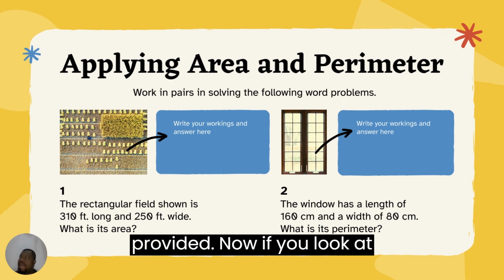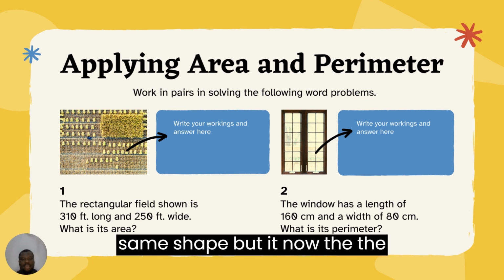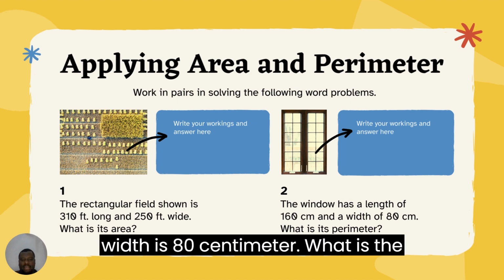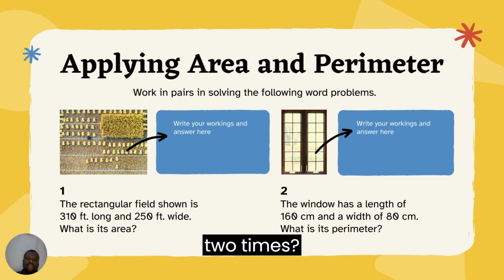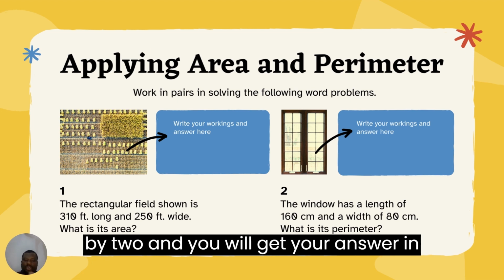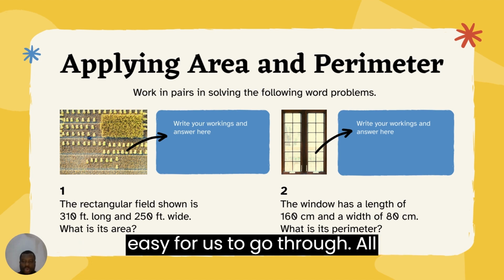Now, if you look at the one on the right, the same shape, but now the length is 160 centimeters and the width is 80 centimeters. What is the perimeter? The perimeter will be 2 times 160 plus 80. You add the length and the width and multiply by 2, and you will get your answer in centimeters. So this is quite easy for us to go through.